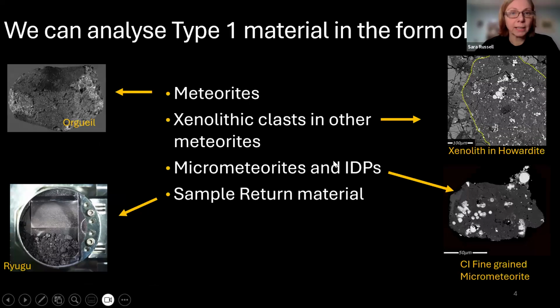Okay. We can analyze type 1 material in the form of several samples. The typical thing people think about when they think about type 1 material is meteorites. And of course, we will discuss those. But type 1 material is also found very abundantly as xenolithic clasts in other meteorites. So not the whole meteorite themselves, but just a little piece of the meteorite. Also, micrometeorites and IDPs often have type 1 material. And we also now have type 1 material in the form of sample return material from asteroids Bennu and Ryugu. So we're going to discuss all of these in turn.